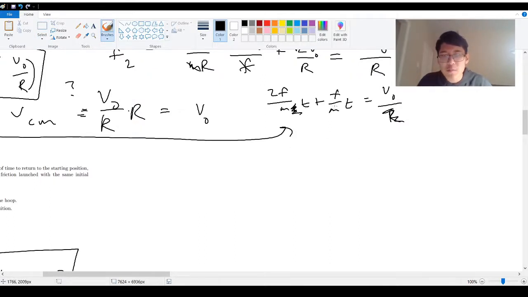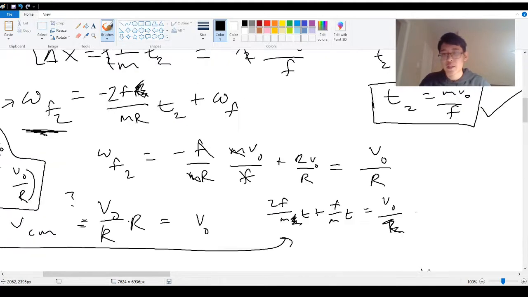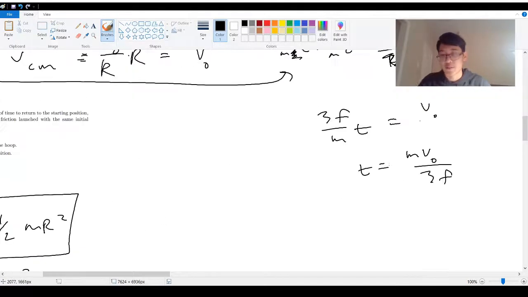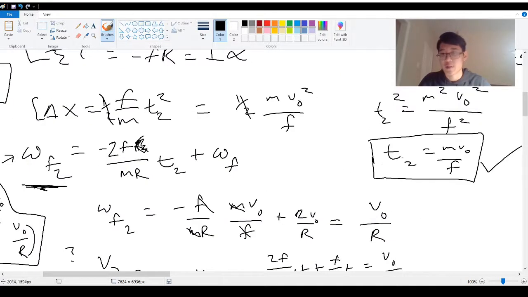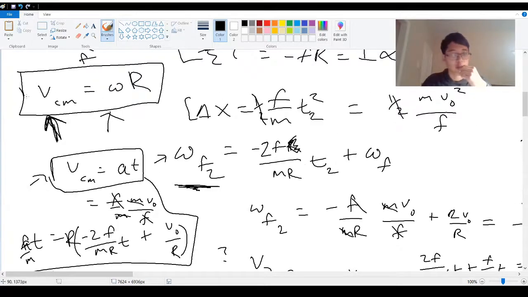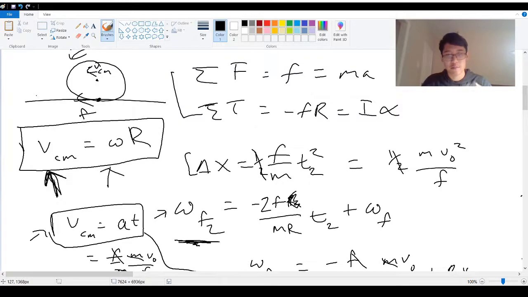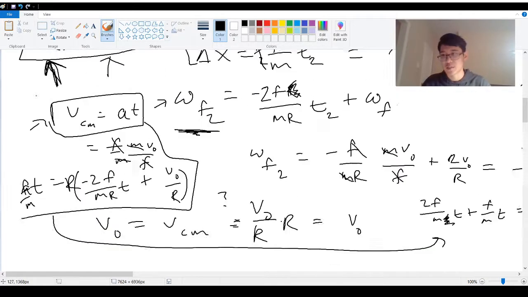So this will be 3F over m t is equal to v naught, right? So t is equal to m v naught over 3F. Now this actually is smaller than the time, right? This is 1 over 3 times smaller than this guy right here, which tells us that it actually reaches this condition where it starts rolling without slipping before it gets to the very end.